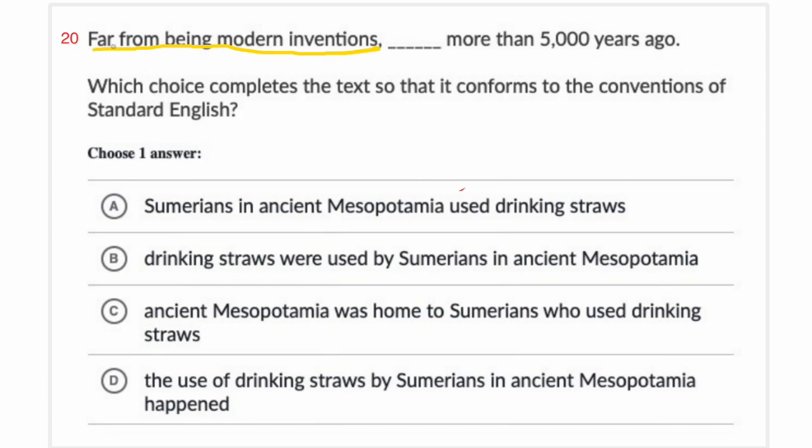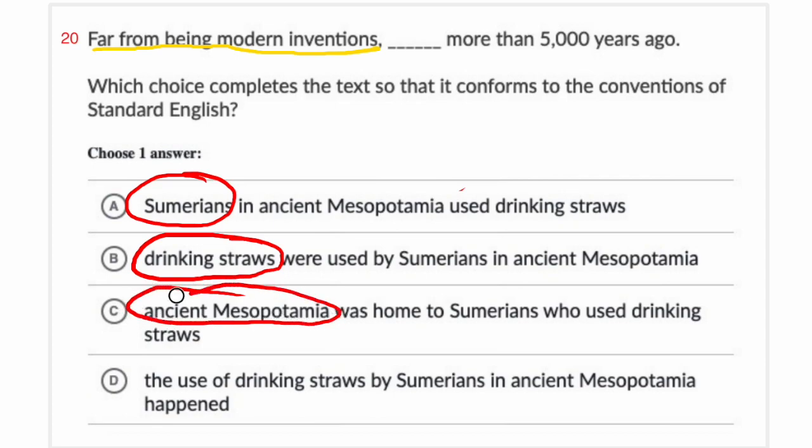It's a modifier that opens the sentence and it is not adjacent to the noun that it's supposed to be modifying. So here we've got 4 different nouns that start things out. Sumerians, drinking straws, ancient Mesopotamia, and the use of drinking straws. So we need the correct subject to follow this modifier. So again, what were far from being modern inventions? Drinking straws.